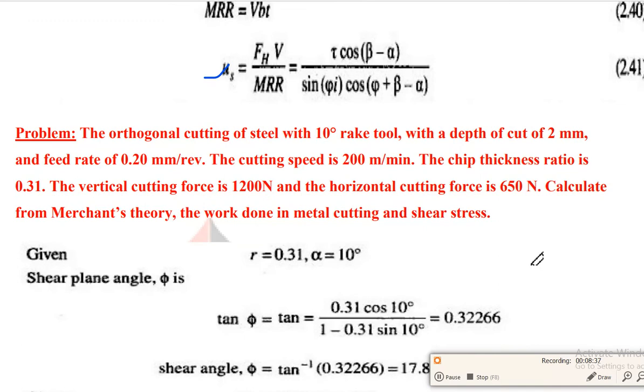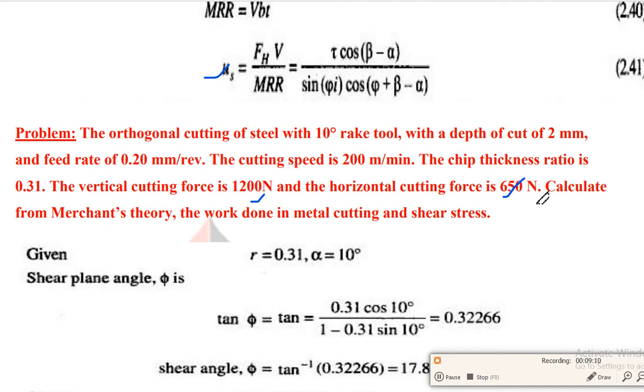The statement of this problem is: orthogonal cutting of steel with a 10-degree rake tool, with a depth of cut of 2 mm and feed rate of 0.2 mm per revolution. The cutting speed is 200 meters per minute. The chip thickness ratio is 0.31. The vertical cutting force is 1200 Newton, and the horizontal cutting force is 650 Newton. We have to calculate, from the Merchant theory, the work done in metal cutting and the shear stress.